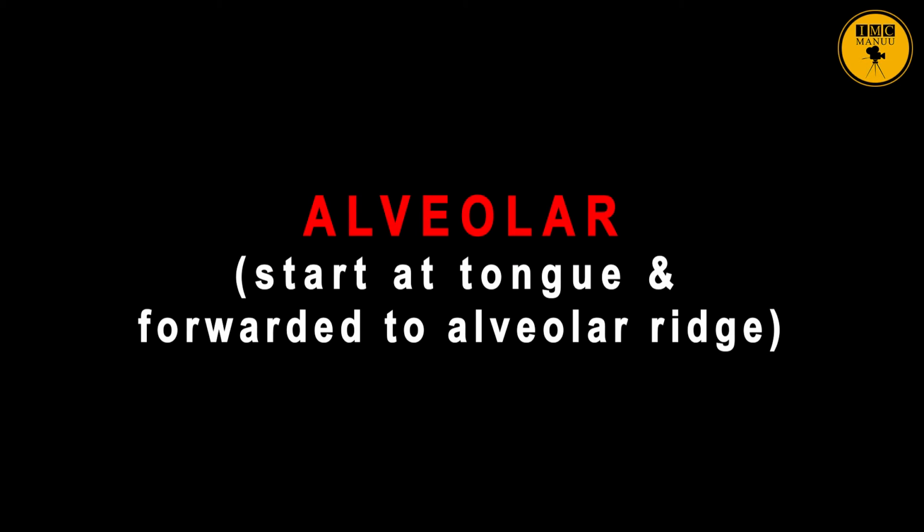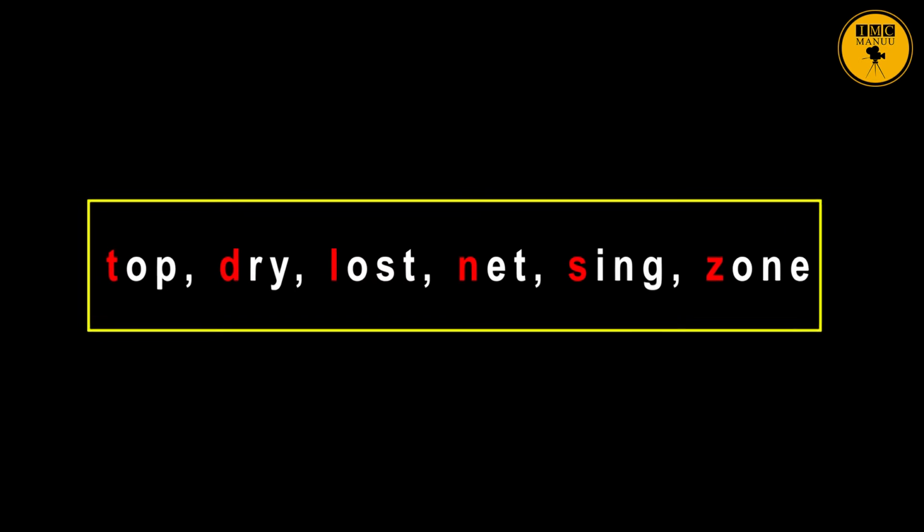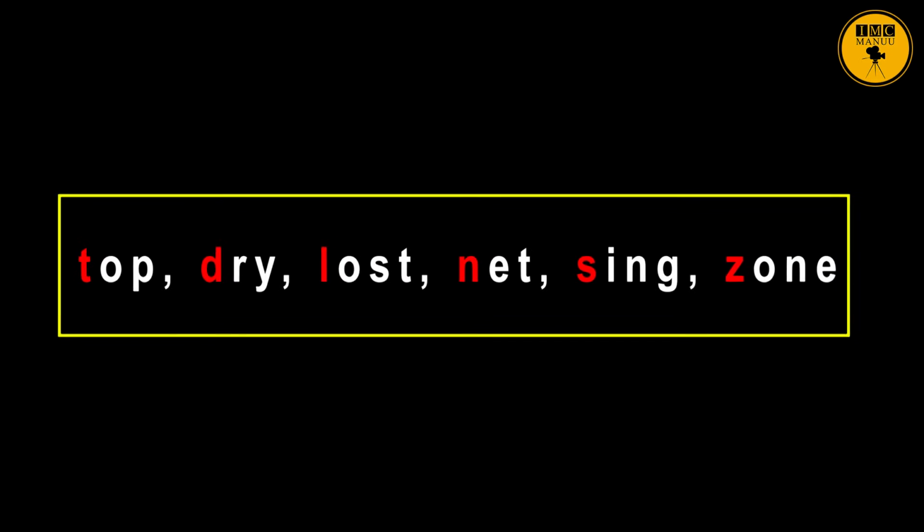Let us now look at the fourth place of articulation. This is the alveolar. The alveolar ridge is that part of the roof of your mouth that is just behind the upper teeth. So in the utterance of these consonant sounds, the sound starts at the tongue and is pushed forward to the alveolar ridge. Top, dry, lost, net, sing, zone.